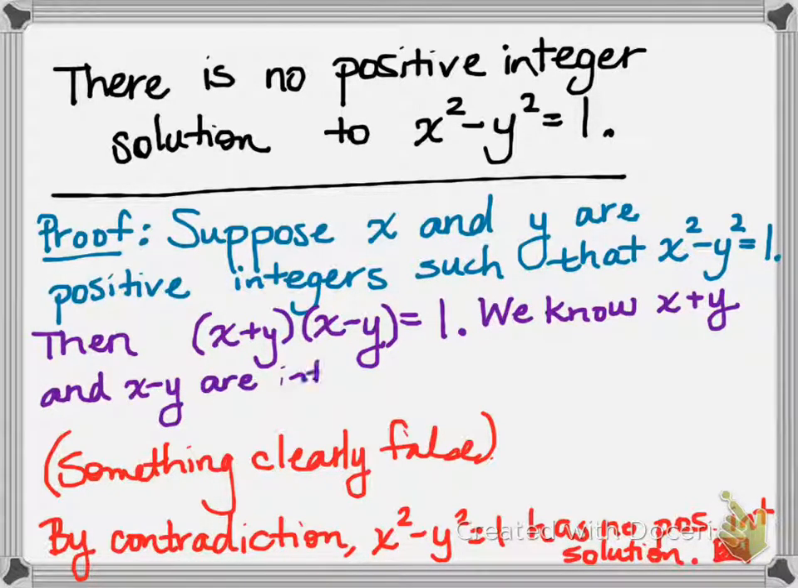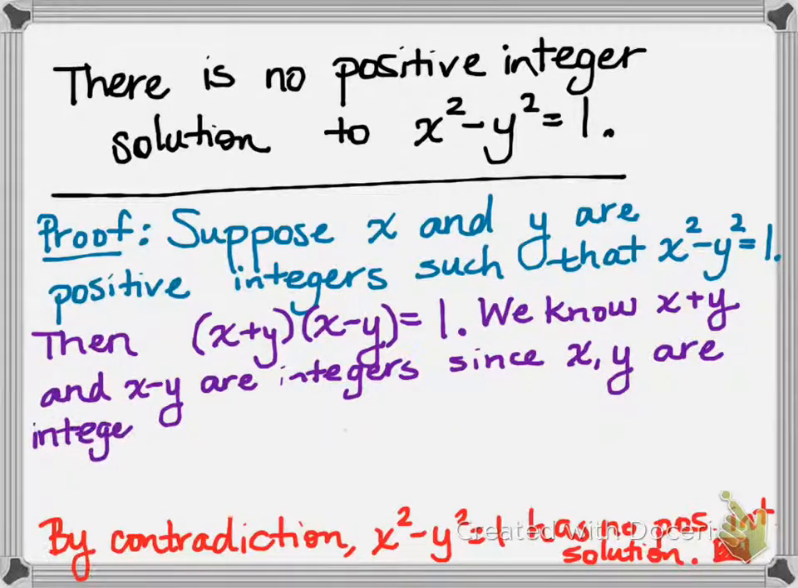So, what else do we know? We know x plus y and x minus y are integers now, since x and y are integers. Okay, so now we have the product of two integers equals 1. All right, notice that I erased that conclusion that something's clearly false. I just ran out of space, but that's what I want to do there. Make sure you understand this statement. x plus y and x minus y are integers now. So what does that mean? Well, what are the ways that we can find a product of integers that we get 1? They're either 1 times 1 or -1 times -1.